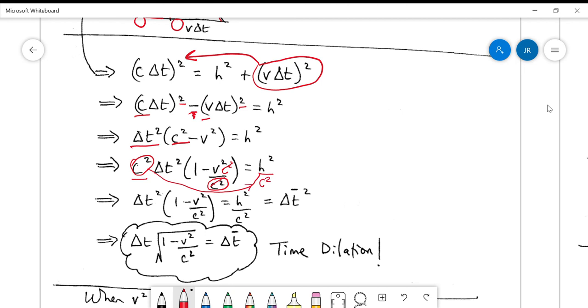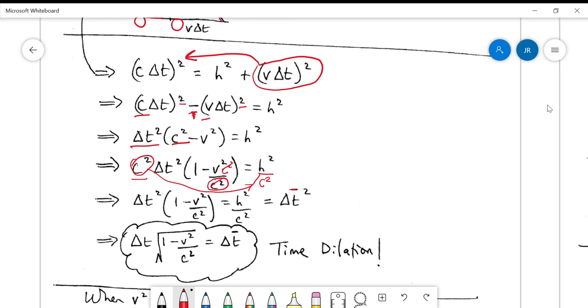So now I've got delta t squared is this parenthesis here, 1 minus v squared over c squared, which is h squared over c squared. And I've called that essentially delta t line squared. So essentially the difference between delta t and delta t line is a different frame of reference. A different frame of reference. So delta t squared here is if you're watching from the train, delta t line here is if you're watching from the train station, delta t is if you're on the train.